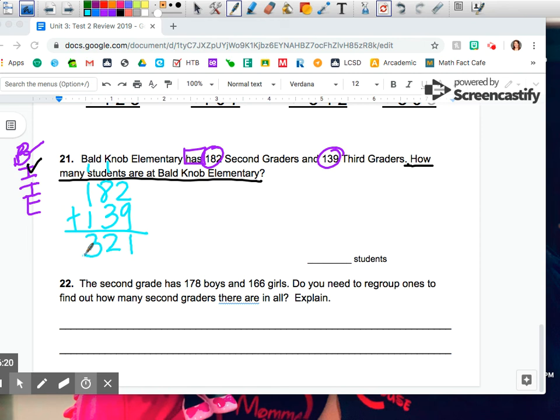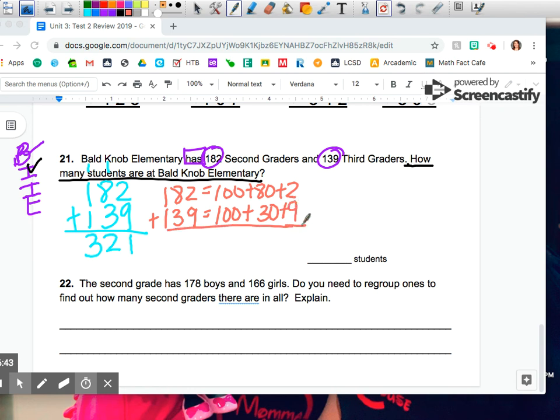Now my T stands for try a strategy or 2. So I'm going to try another strategy. I could have used my expanded form. 182 is equal to 100 plus 80 plus 2. And I'm going to add that to 139, which is equal to 100 plus 30 plus 9.